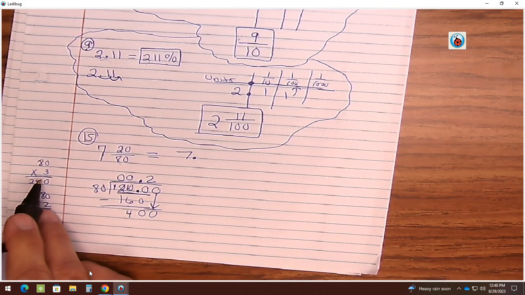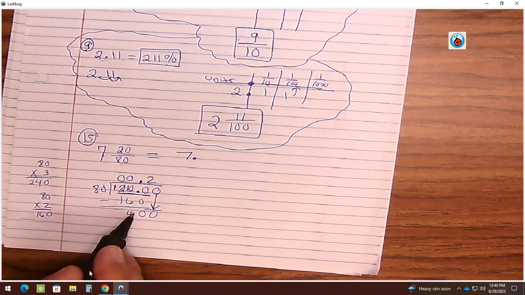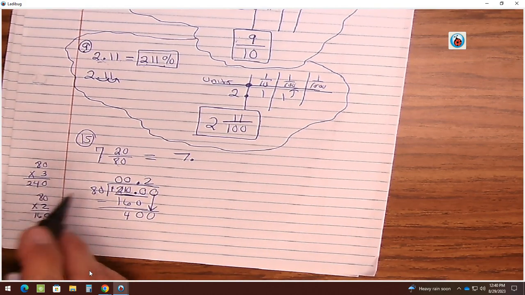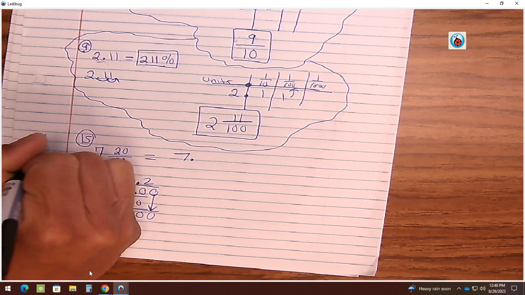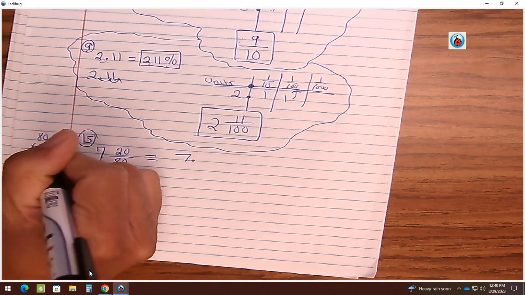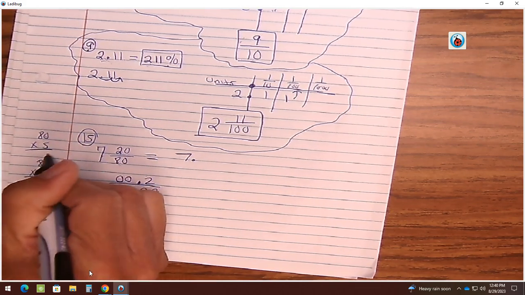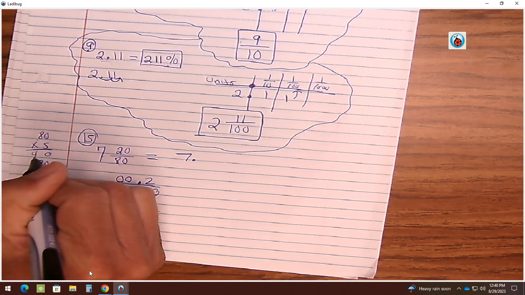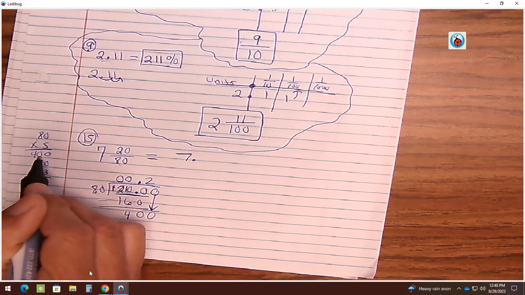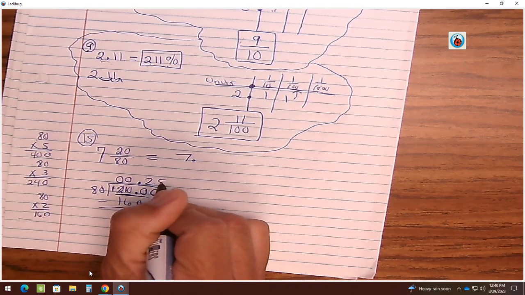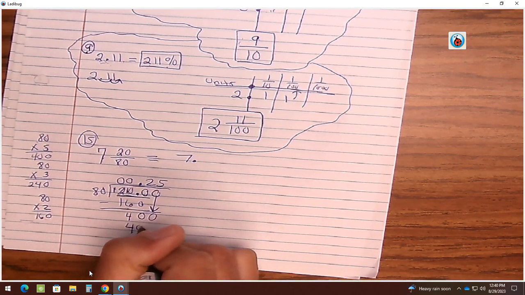Well, 3 was 240, and we're trying to get to 400, so it has to be more than 3. So let's try maybe 5. Let's go ahead with 5. 5 times 0, 0. 5 times 8, 40. Oh, wow. Exactly 400. So right now I'm going to put here 5, 400.